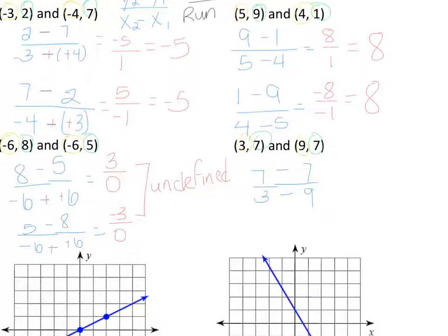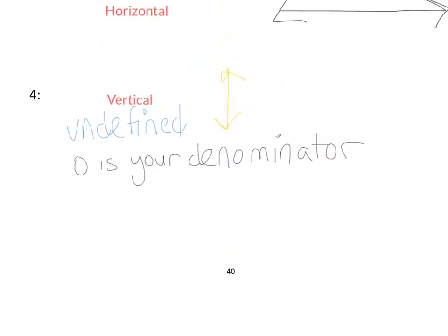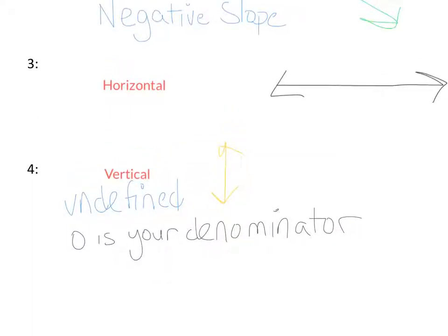Now we've learned by this point we can do 7 minus 7 over 9 minus 3. We'll end up with the same results. 7 minus 7 is going to be 0, and 3 minus 9 is -6. Or 7 minus 7 is 0, and 9 minus 3 is 6. In either case, we ended up with a slope of 0. And the reason we know it's 0 even though one's positive and one's negative is because we are dividing 0 by some number. So for a horizontal line, it has a slope of 0.